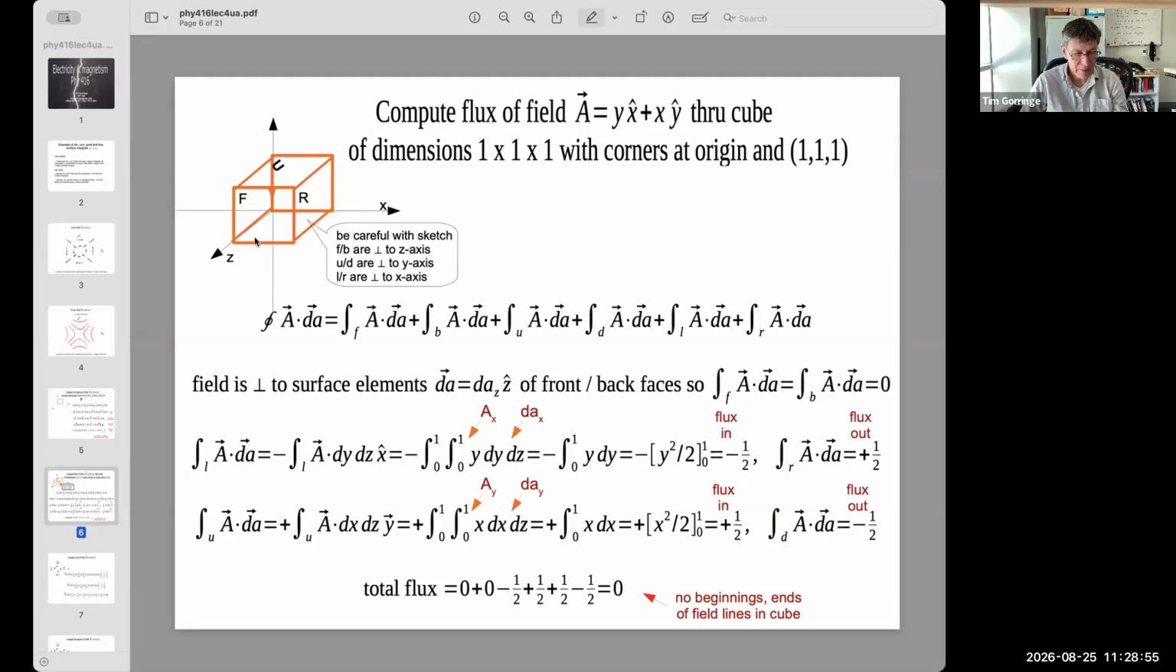And we want to calculate the flux of the field that we've been working with through this particular cube. So we want to figure out what is the flux of this field through that cube. Sorry, that's not what I meant to highlight, but that's good enough.